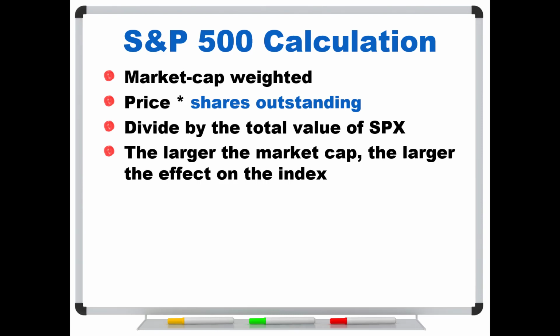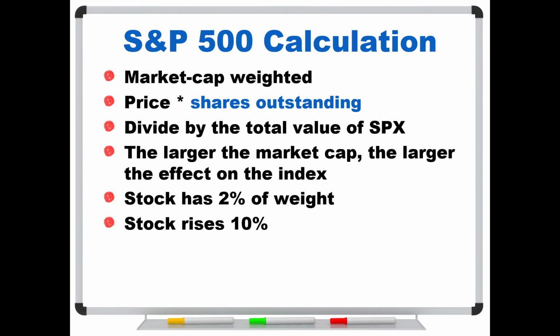So let's say that a stock carries 2% of the weight in the index, and that stock is up 10% for the day. Well, then that means that SPX is going to rise 2% times 10%, or 0.2%. So even though it's having a huge day, up 10%, it's only accounting for 0.2% of the change in the index. So again, this is going to be regardless of whether it's a $10 stock or a $2,000 stock. It is simply the value of the market cap that is affecting it.